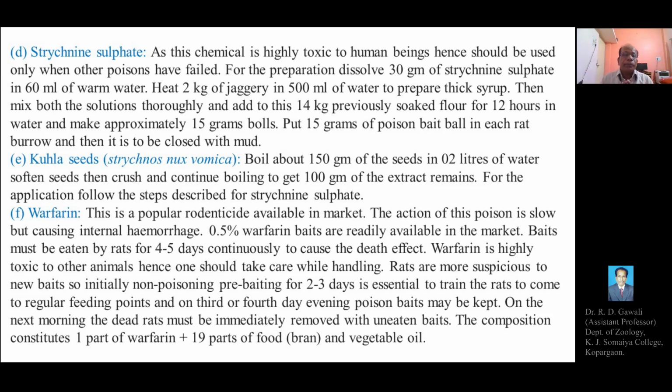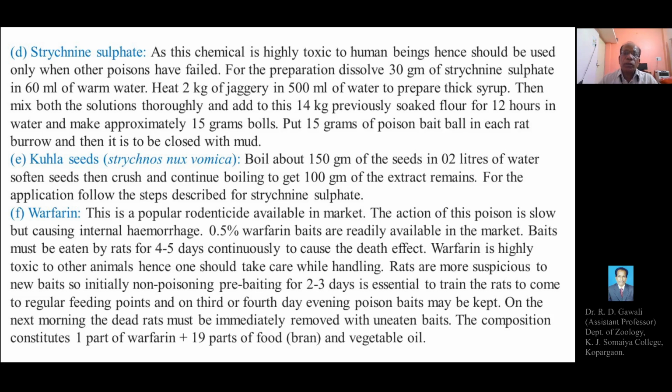On the next morning, the dead rats must be immediately removed with the uneaten baits. That means after the killing of the rats due to feeding of the warfarin baits on the 4th or 5th day, we have to remove the dead rats and uneaten baits.